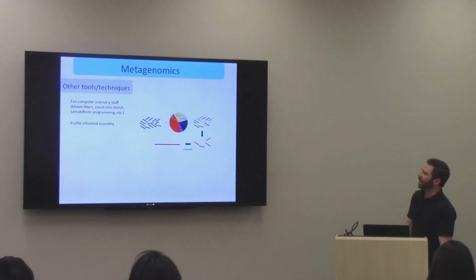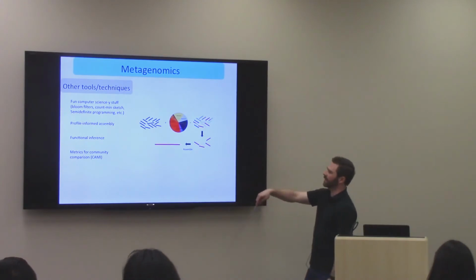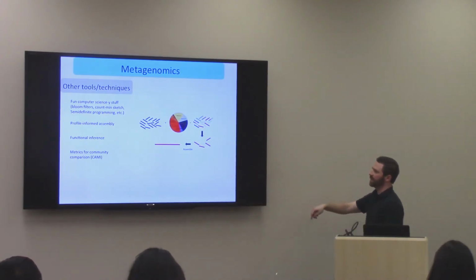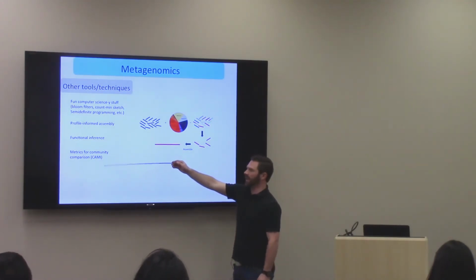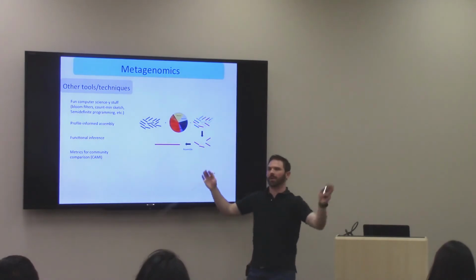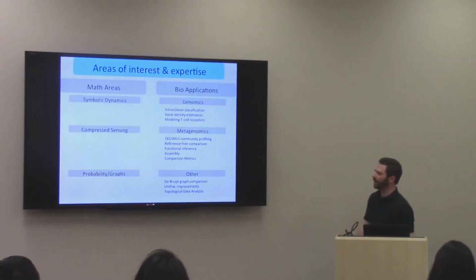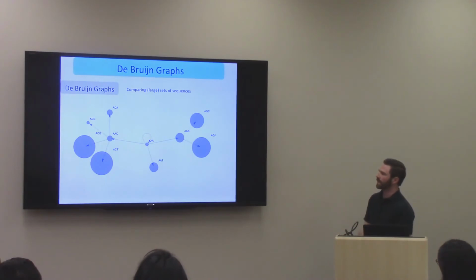Other tools and techniques, I'm also interested in functional inference, so functional annotation, as well as metagenomic assembly, as well as being part of a consortium that is creating a framework in which you can compare the diaspora of different metagenomics tools that are out there. Very lastly, in the last 2 minutes, other techniques that I'm interested in: de Bruijn graphs. I love playing with de Bruijn graphs.